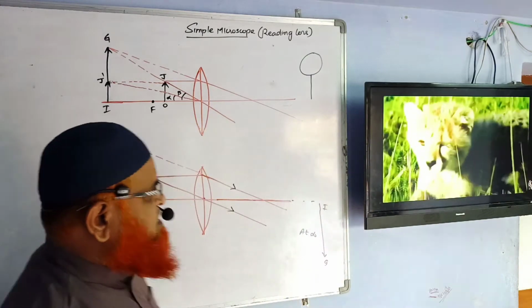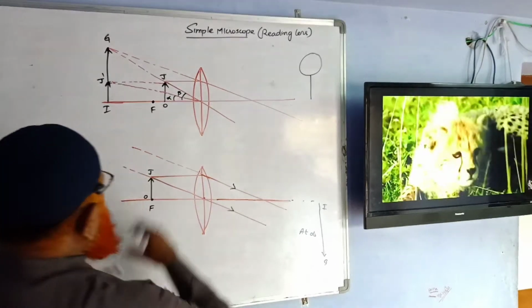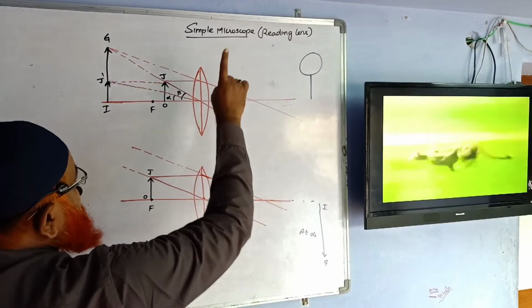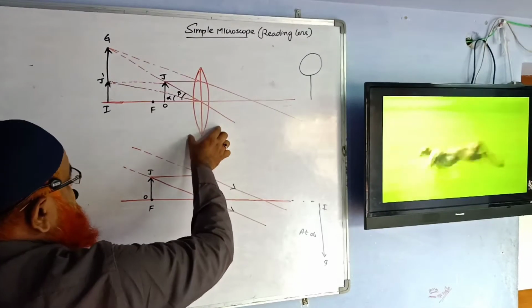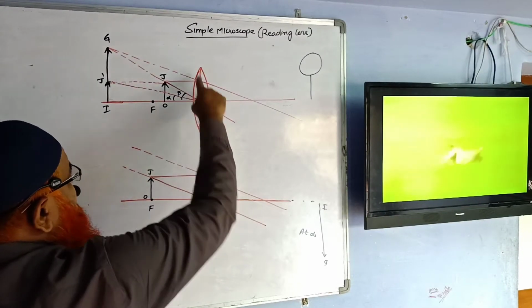Okay, so now see here. You all know this is a lens we are considering. A simple microscope has only one lens here. It's a very useful topic. It has only one lens.